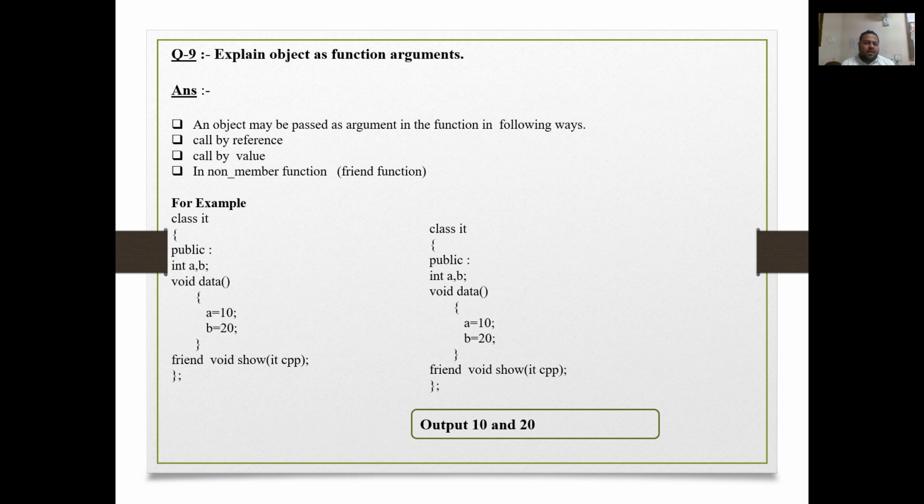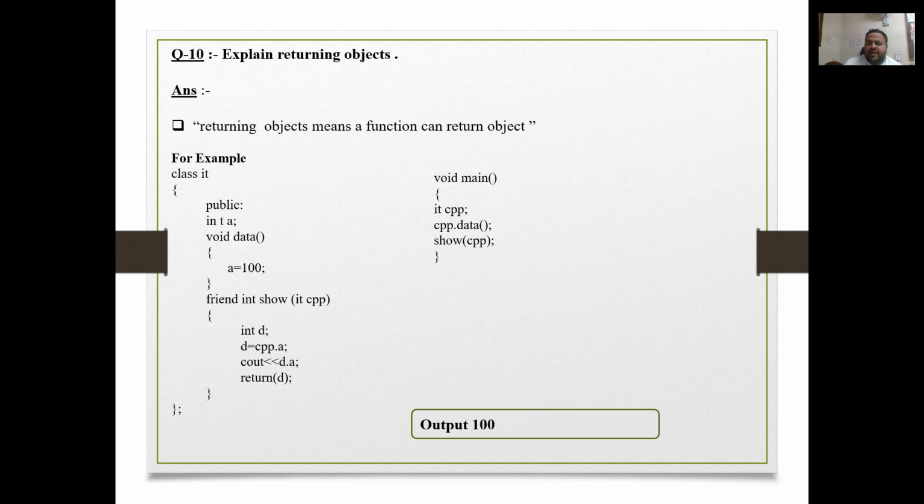Okay, so your next question is explain object as function argument. In object as function argument, it would be asked in your examination that you already studied call by reference, call by value, and non-member function. Okay, so it is called the friend function. So the answers for all three will be the same. Whenever the question asks explain object as function argument, the answers for all three will be the same. So for example here I am taking class IT and the same friend example that I took earlier.